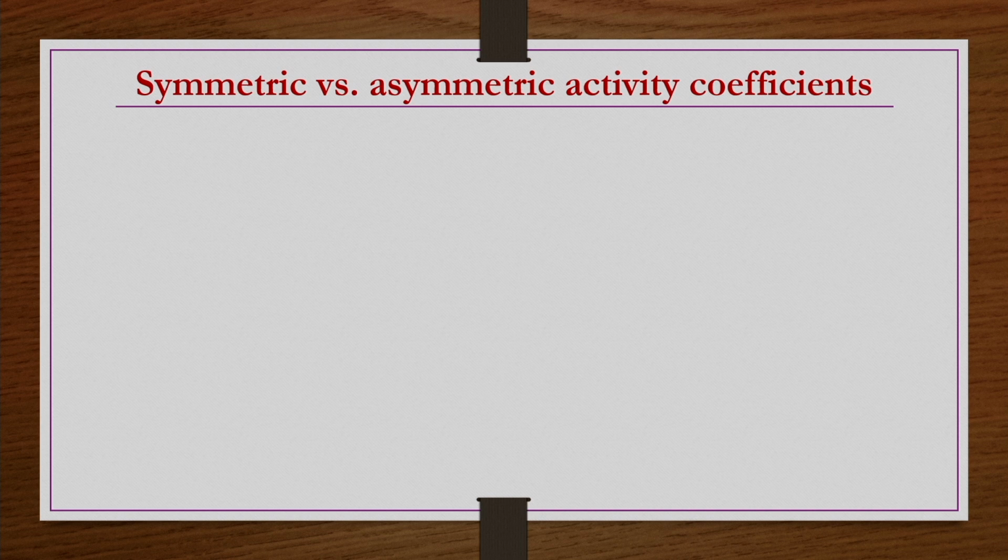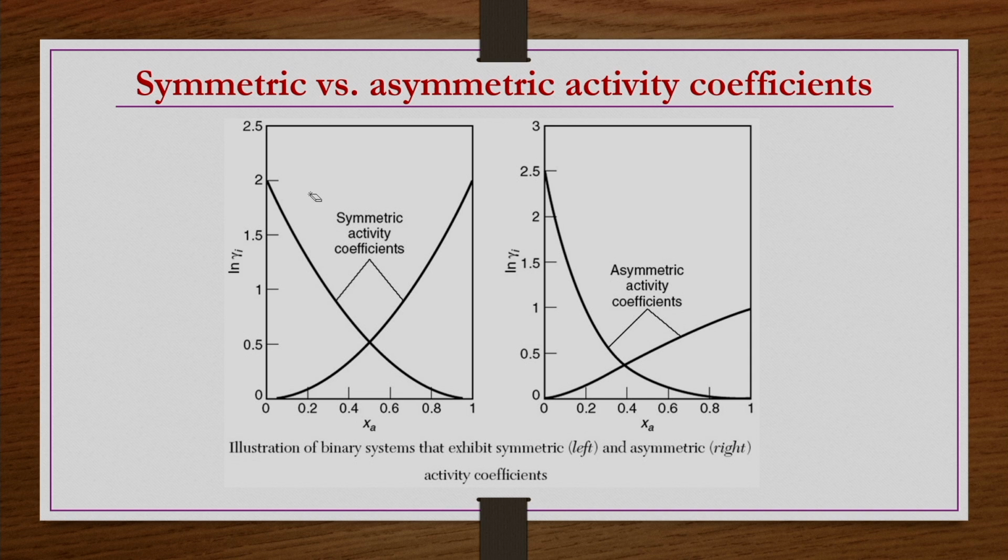As I was mentioning, symmetric versus asymmetric activity coefficients. Symmetric in the sense that the plot of ln gamma 1 versus x1, if you compare it with ln gamma 2 versus x1, both of these curves are mirror images, and one example may look like this. Let us say a binary mixture of components A and B; this is ln gamma B and this is ln gamma A, for example. You can see they are exactly mirror images of each other, and even these points match exactly.